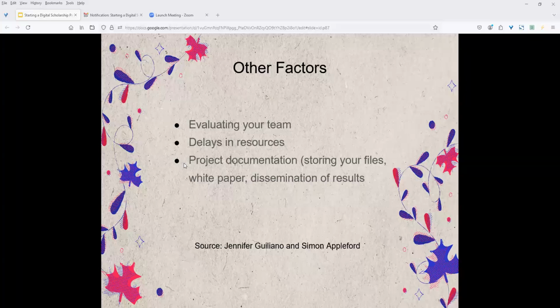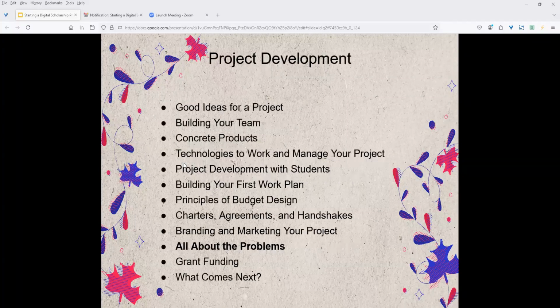Other factors to consider are evaluating your team, delays in resources, and project documentation, storing your files, the white paper, dissemination of results, that sort of thing. You're going to have to consider those factors.